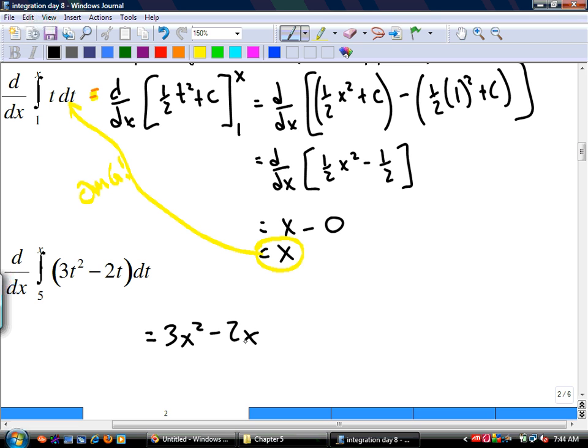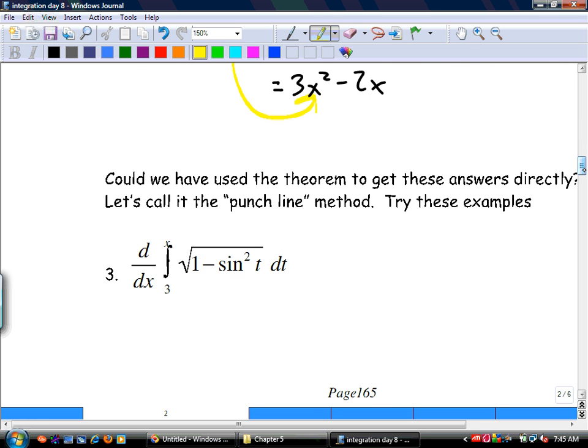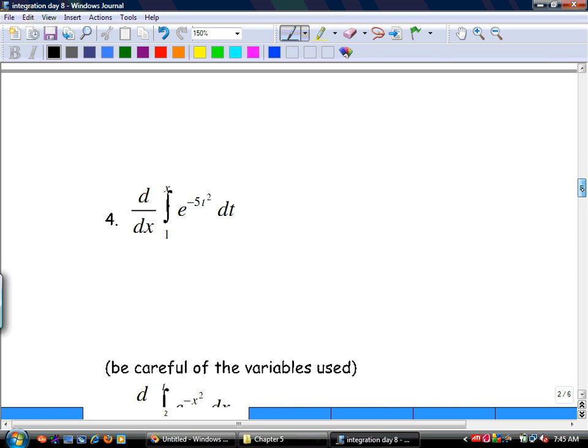Do you want me to do the process above that we just did above, or just, Mr. F, if I see this, I already know the answer. Okay. What's the next one then?